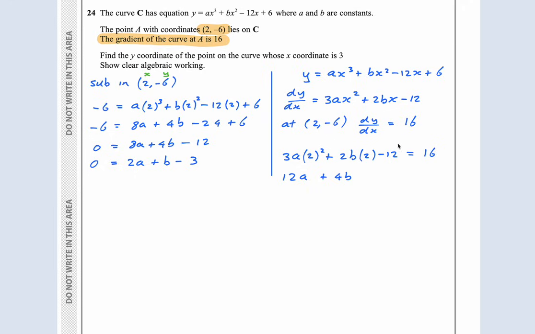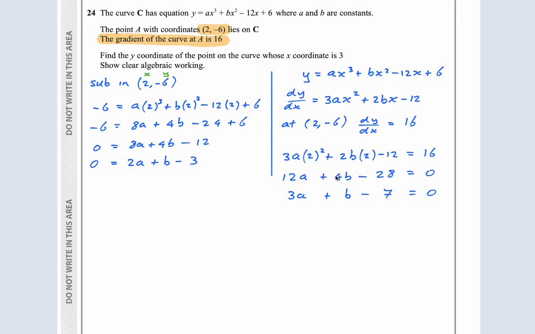I may as well, guys, move everything to the left. So it's minus 12 minus 16, which is minus 28 equals 0. So I just subtracted 16 to this side, and minus 12 minus 16. Then again, I'm going to divide everything by 4, giving me 3a plus 1b minus 7 equals 0. Okay, that's equation 2. So already I'm probably on 4 marks, guys. Well, maybe 3 or 4 marks.